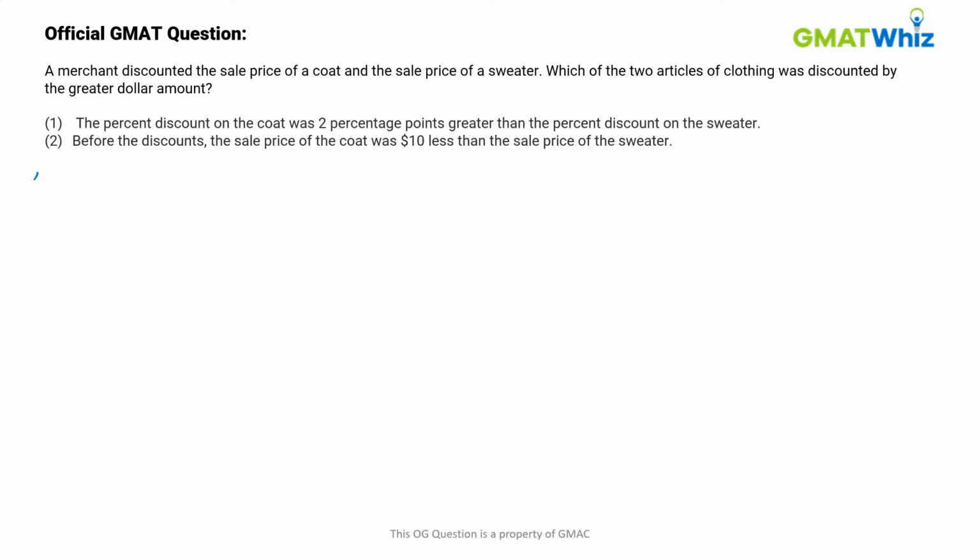In this question, we are given that a merchant discounted the sale price of a coat and the sale price of a sweater. We need to find which of the two articles of clothing was discounted by the greater dollar amount. Now, by dollar amount, it means that we need to find the discount in the units dollars. Okay, so let's move on to step 2 since there isn't much information to do the P analysis on.